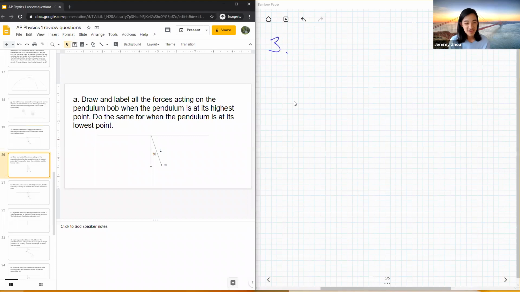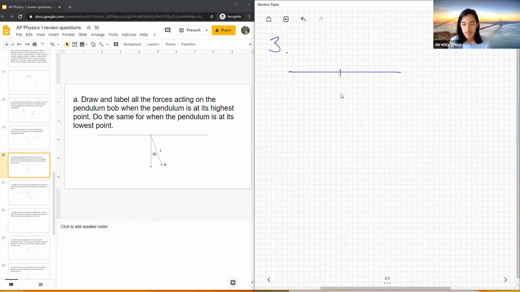So draw and label all the forces acting on the pendulum bob when the pendulum is at its highest point and when it's at its lowest point. So, lowest, highest. Guys, help me out here. What is the free body diagram of this pendulum when it's at the higher point? Just throw out forces. Tension, gravity.